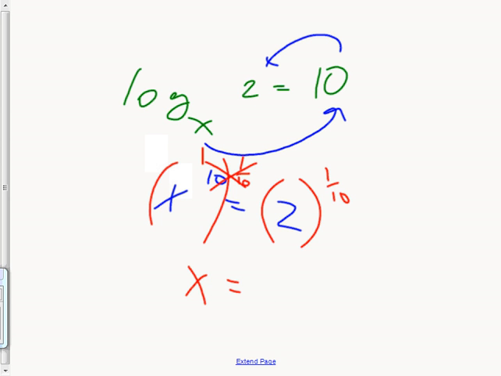Would you agree that's the exact same thing as that? The 10th root of 2? It is. And then that's some decimal. Mr. NC, what'd you get? All right, good enough. Okay, that's 2 of the spots.